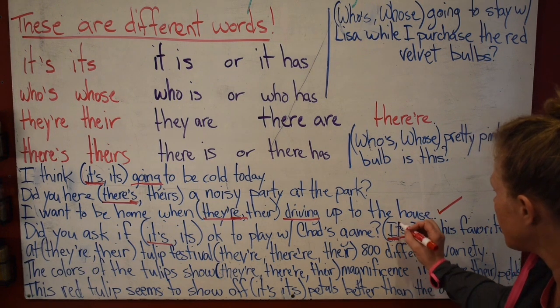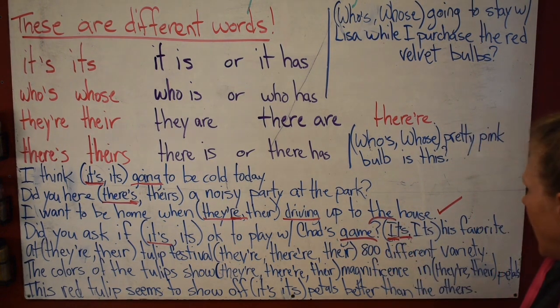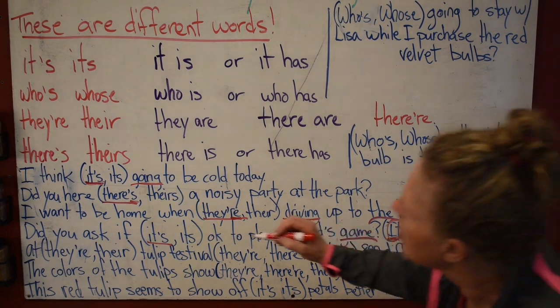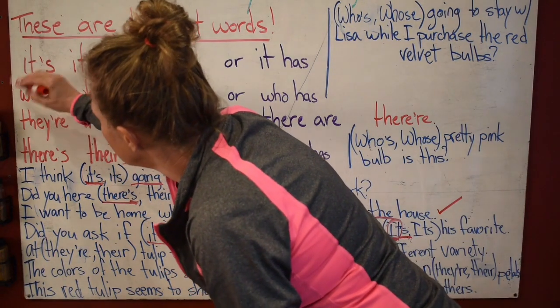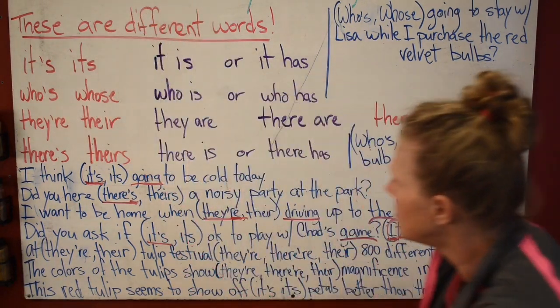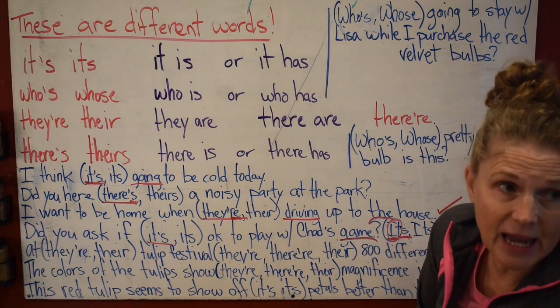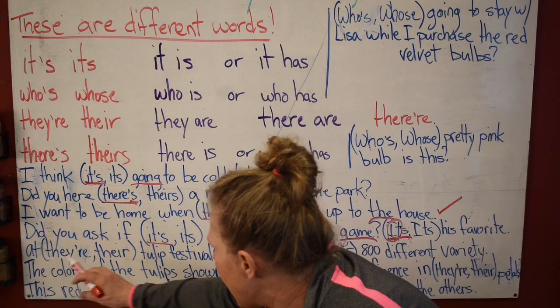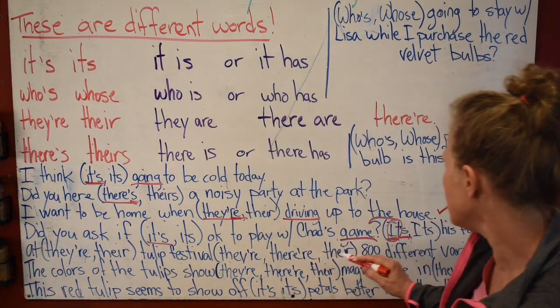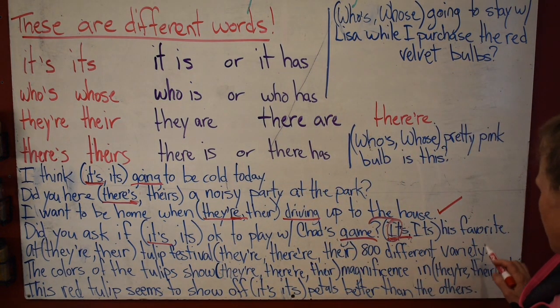It's your subject and a verb. It is replacing game. See right there? These all right here, they are pronouns, and they're replacing something. They have antecedents. At their tulip festival, there are 800 different varieties.